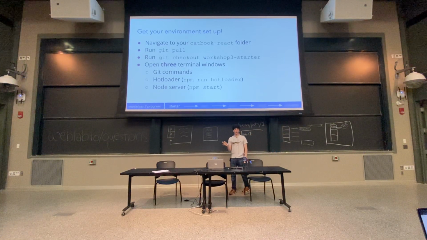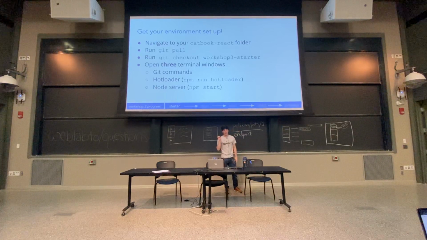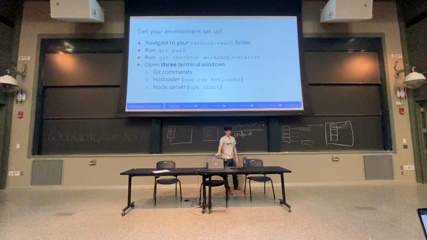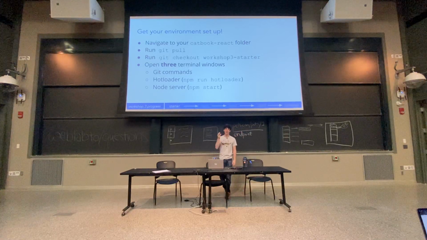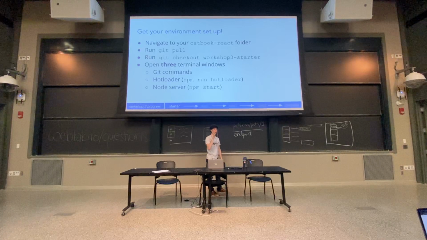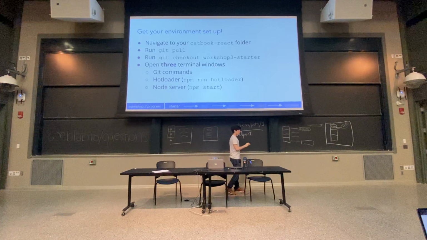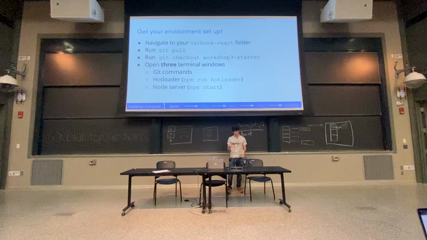You're going to need one terminal window to write all your Git commands in. You're going to need one terminal window to run the hot loader in. And you're going to need one terminal window to run your server in. So you're going to want to have 3 terminal windows open, whether that's 3 Git Bash windows, 3 tabs of an Apple terminal, or 3 panes of a tmux session, it doesn't matter. You want access to 3 terminals at once.